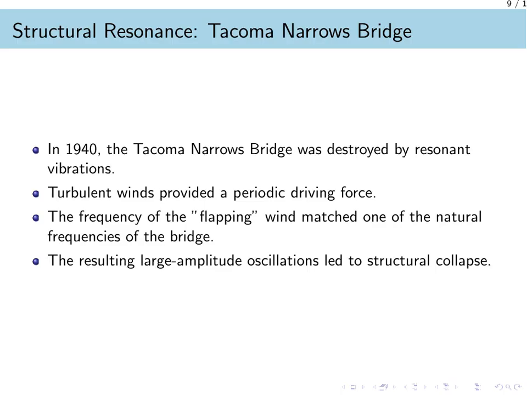A famous and tragic example of structural resonance is the collapse of the Tacoma Narrows Bridge in 1940. Even though the winds that day were not exceptionally strong, they were turbulent enough to provide a periodic driving force. The frequency of the wind's flapping effect happened to match one of the natural vibrational frequencies of the bridge structure. This created a resonance condition that led to large amplitude oscillations, which the bridge was not designed to handle. Eventually, the structural stress from these massive vibrations caused the entire bridge to collapse into the water below.